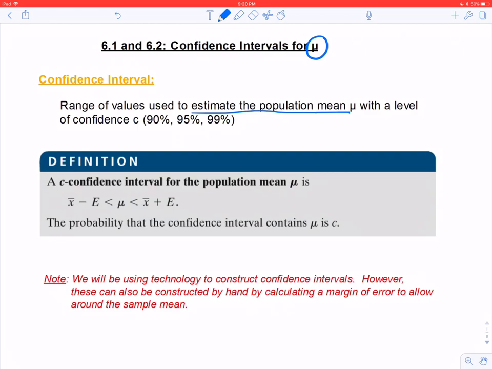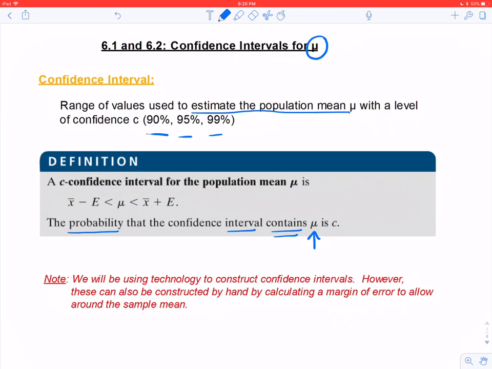Now, some terms that you should be familiar with. Every confidence interval will have a specified level of confidence, and you can see right down here that is just the probability that the interval actually contains the true value of mu. So we want that to be high. We want there to be a good chance that our interval correctly estimates mu. That's why you're typically going to see these values of 90, 95, and 99%.